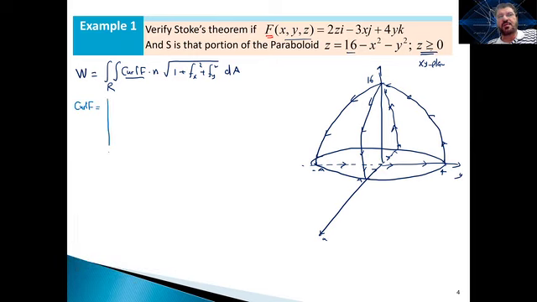How do you find curl F? Remember, we say I, J, and K. Then we put d over dx, d over dy, and d over dz. And then we put here the P, which is 2z, then minus 3x, and this is 4y. And how do you find the determinant? We take the first two columns out.